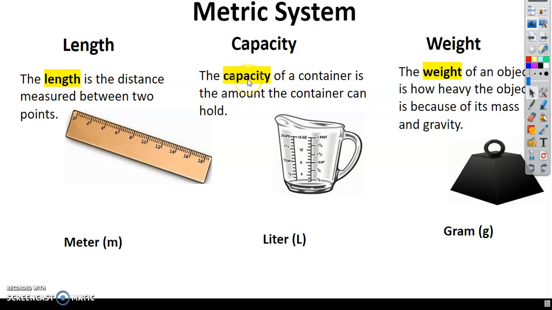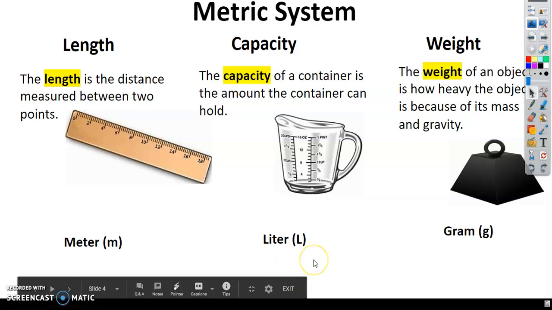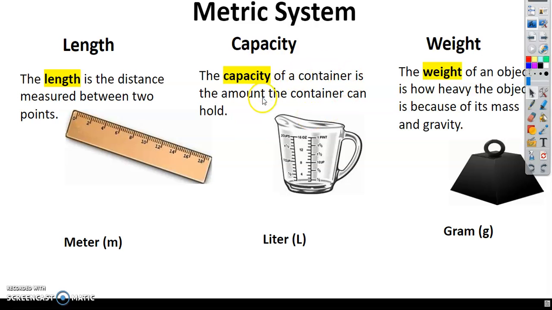Capacity. The capacity of a container is the amount that a container can hold. So if I have a measuring cup, you think about cups, obviously. We're very used to cups and pints and gallons and quarts in the United States. We'll get back to that again on Monday. You may also be familiar with buying soda at the store. They come in liter and half-liter bottles. So liters is how they use the metric system to measure capacity, or how much a container can hold.